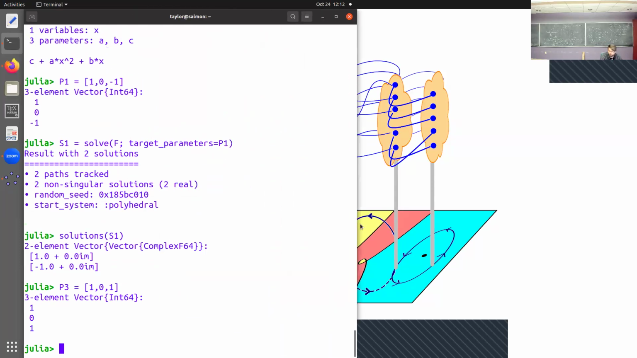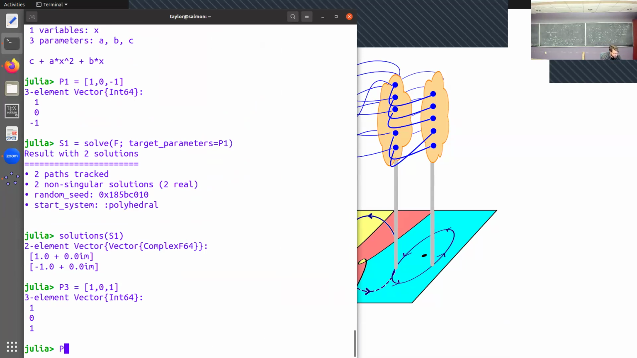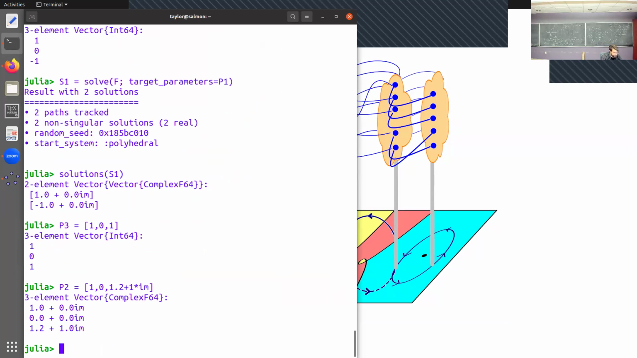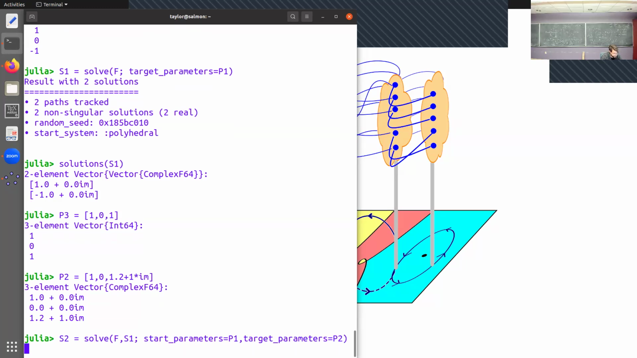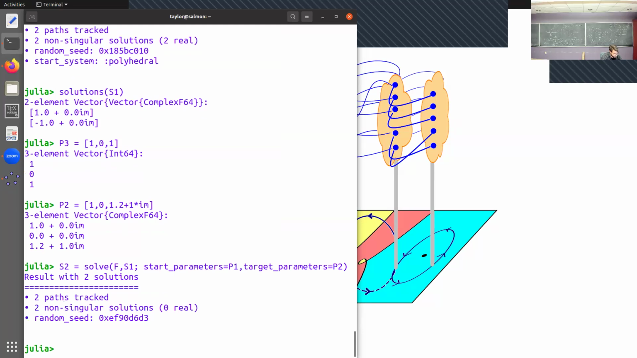So in order to jump over the discriminant, which is this parabola in the space of coefficients of a univariate quadratic, I'm going to go through some complex point. Okay, I'll keep that 0 and I'll make this like, you know, that. And so S2 will be solve F, S1 are my start solutions, start parameters equals P1, target parameters equals P2. Great, totally worked. I got them.